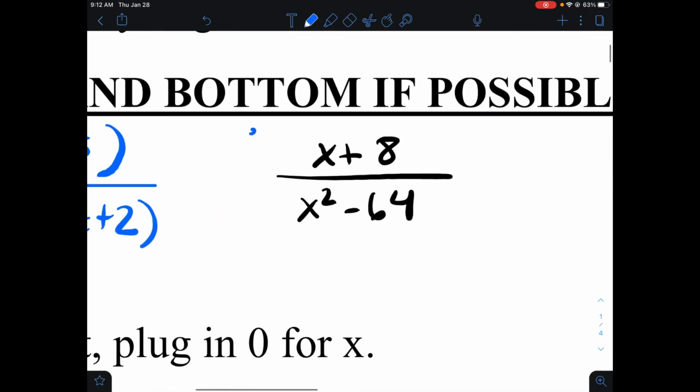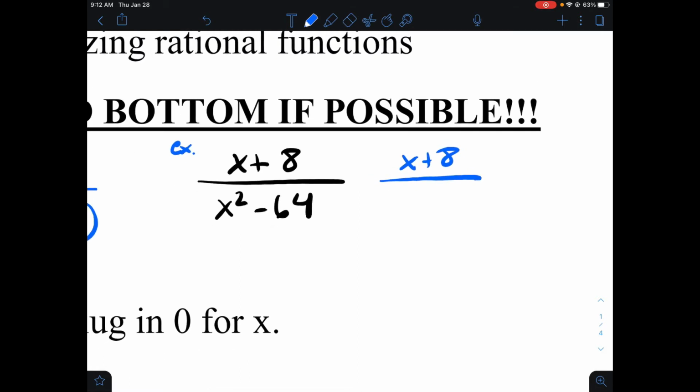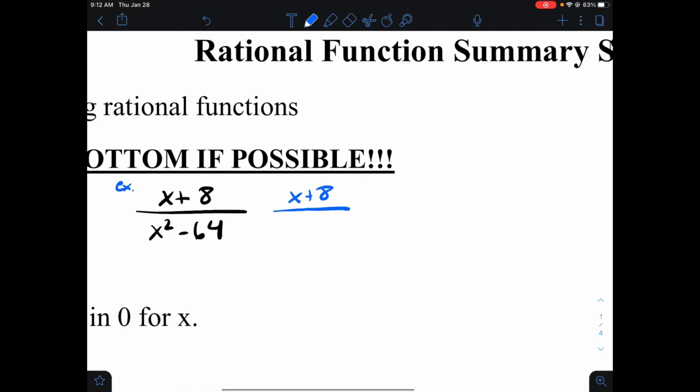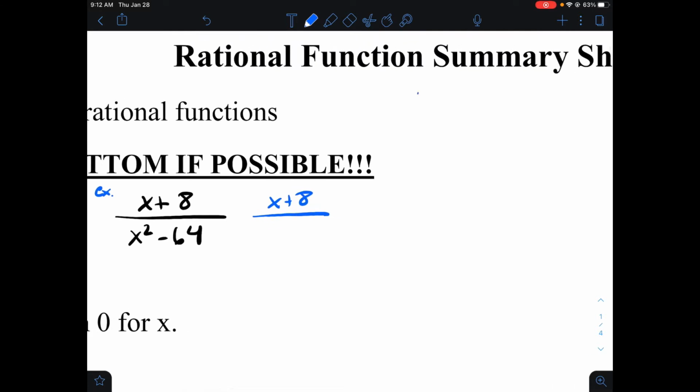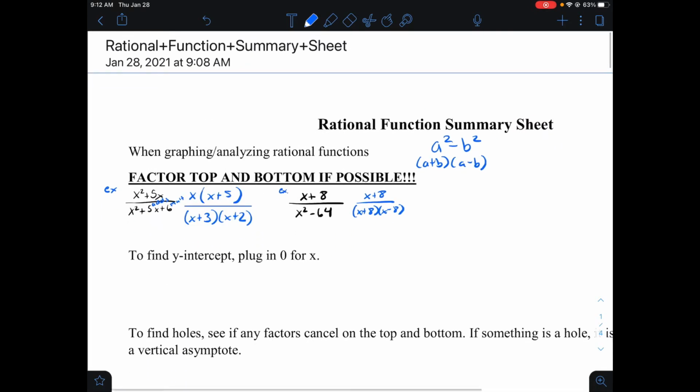Now we have another example. I look here and I actually can't factor the top at all. There's nothing I can factor out of an x plus 8, but I can factor the bottom. The bottom follows the difference of squares factoring pattern, which is if you have a squared minus b squared, you get a plus b and a minus b. It's a common factoring pattern. So if we factor this x squared minus 64, we get x plus 8 and x minus 8. So that is how you factor, all right?